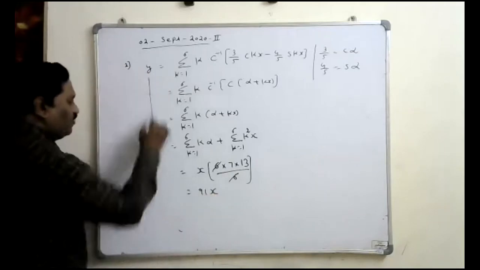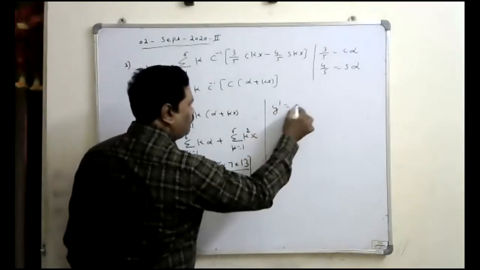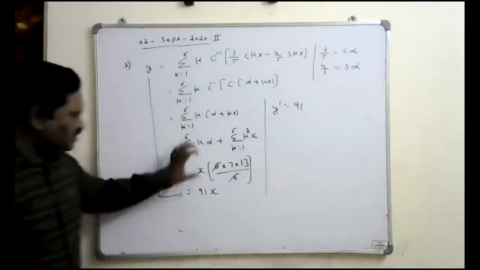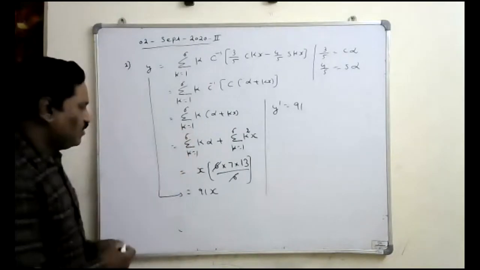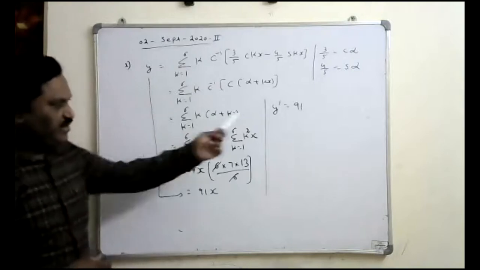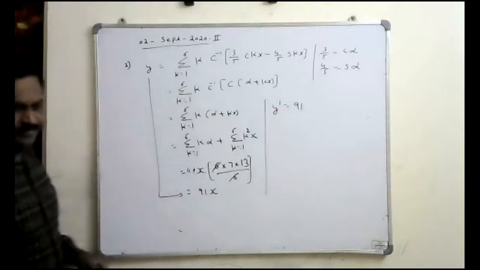This is the value of y. Then what is dy by dx? The dy by dx value is 91, because the other term is a constant, its derivative is 0. So the derivative of 91x is 91. Therefore even when x is equal to 0, we will have the same thing. That's the answer.